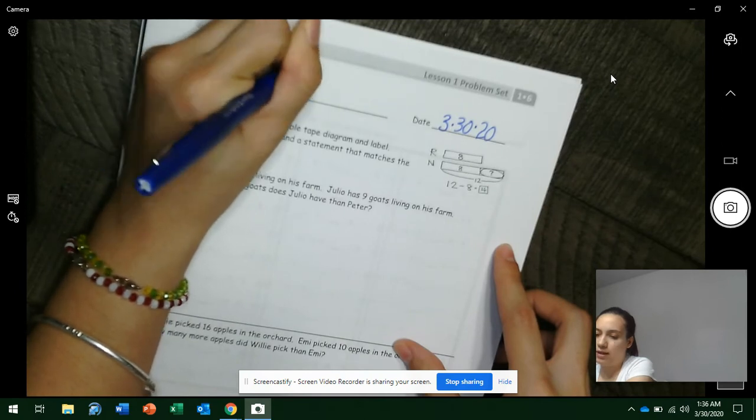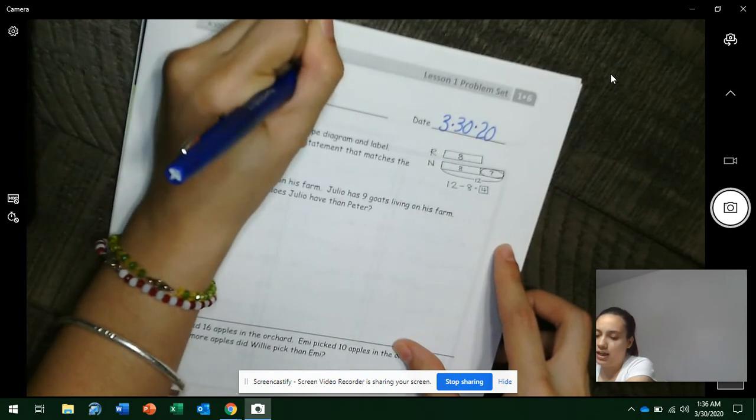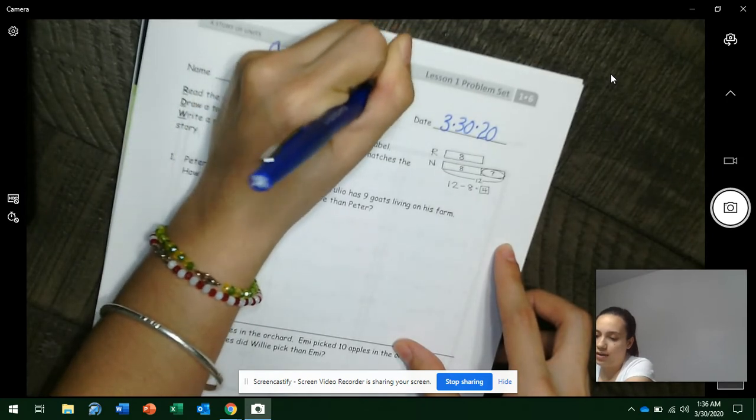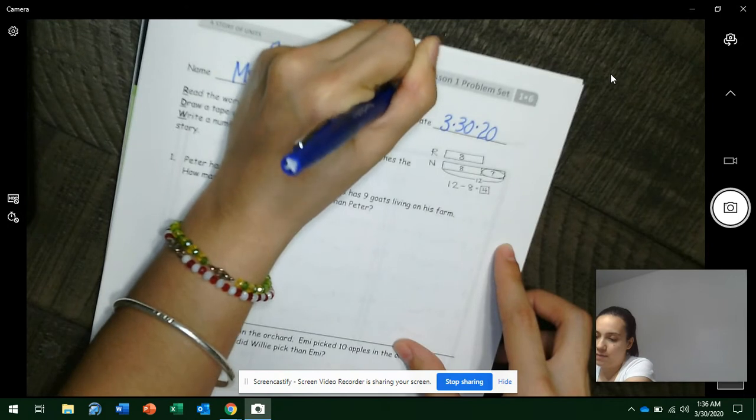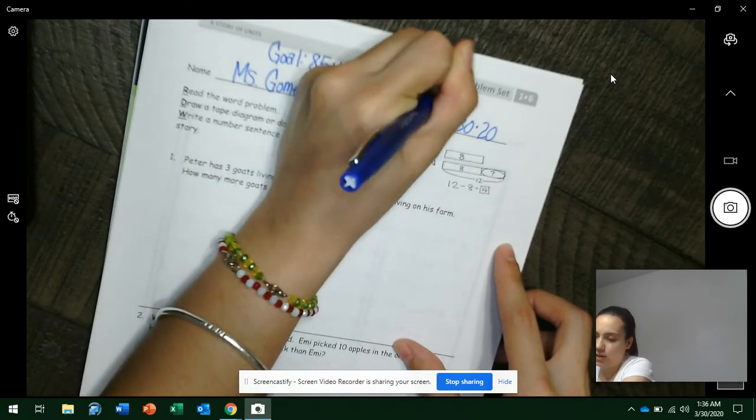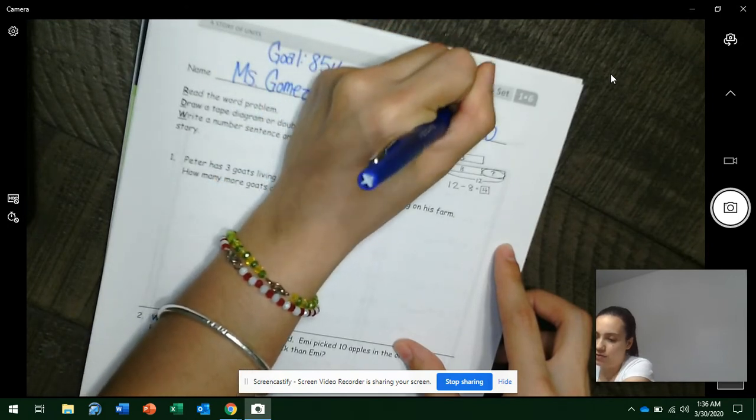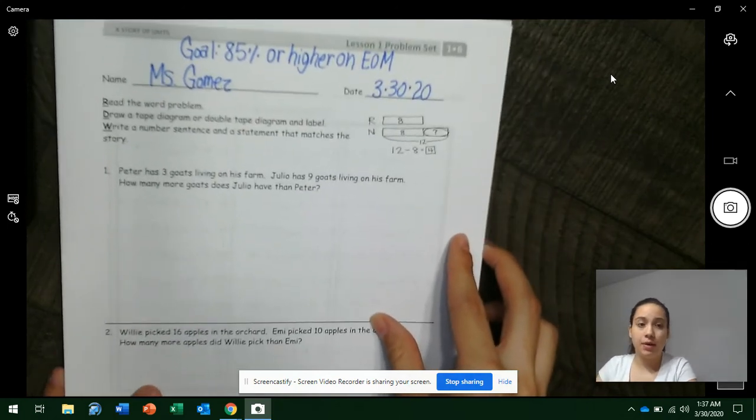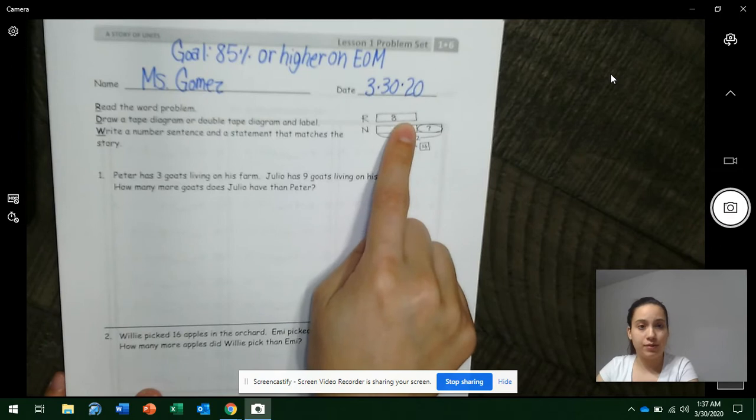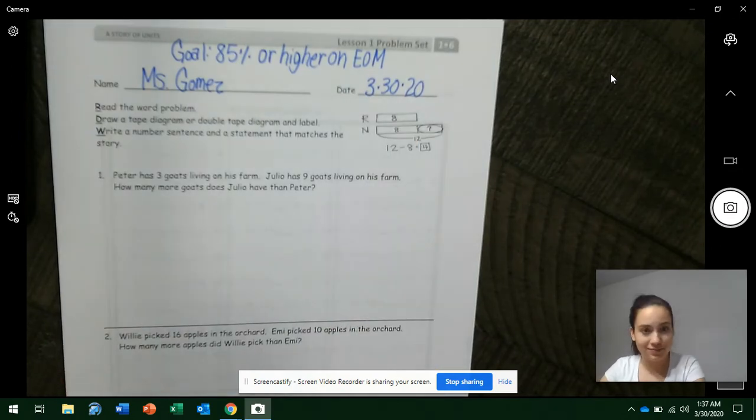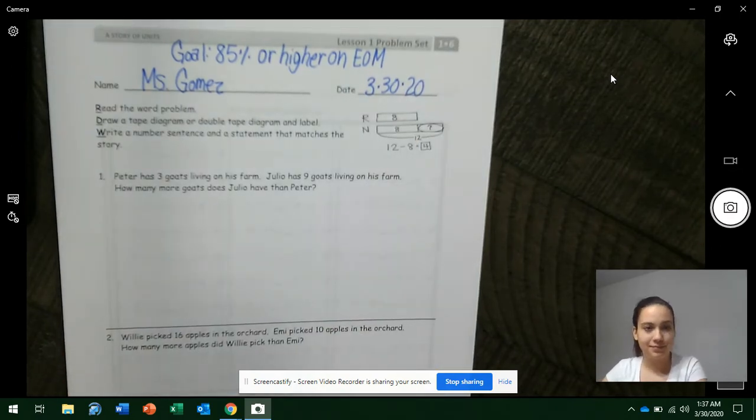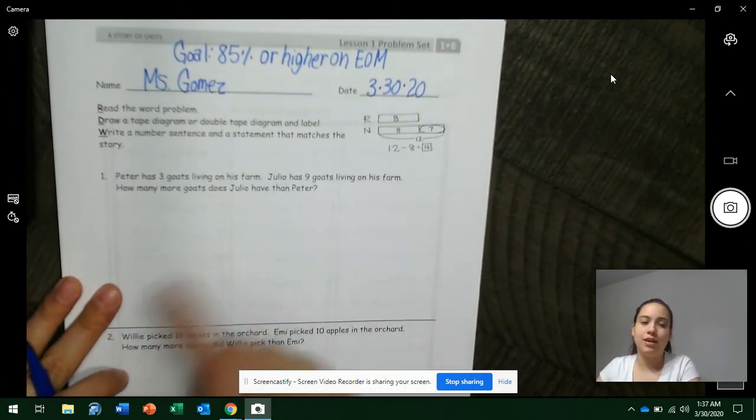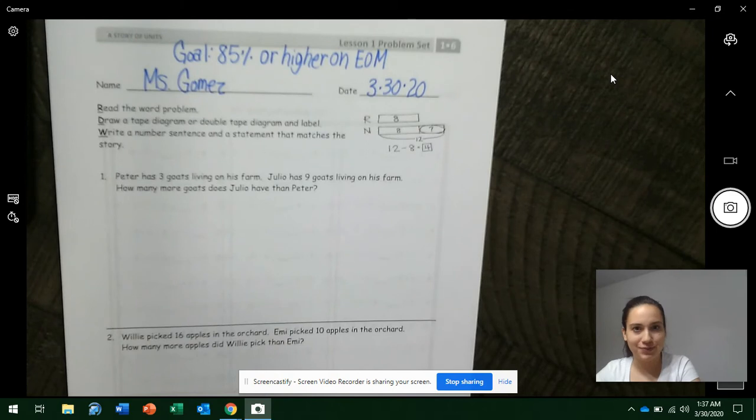I will be moving my hand in a minute so you guys can see. 85% or higher on end of module. So right here, make sure you press pause if you need to write more time to write your heading, and press play when you're ready. So let's continue. I'm going to do the first problem with you all, and then you all can go ahead and work on the rest on your own.